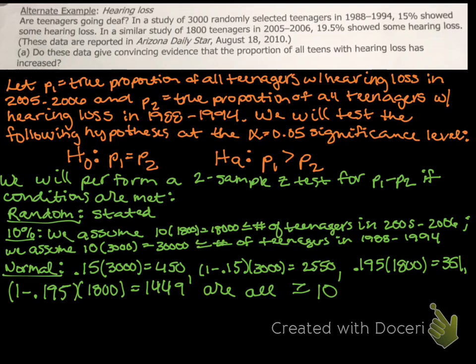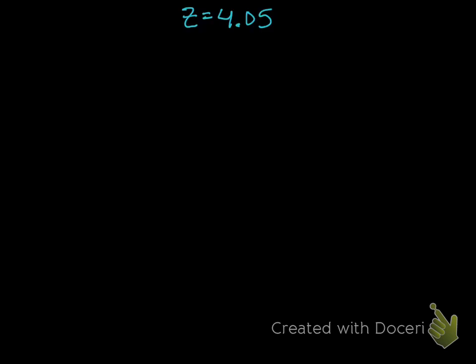And then your x2 is going to be your 450. And your n2 is going to be 3,000. And the alternative is greater than. And when you do that, you get your z is 4.05. And your p-value is approximately 0. It's 0.000026, which is approximately 0.